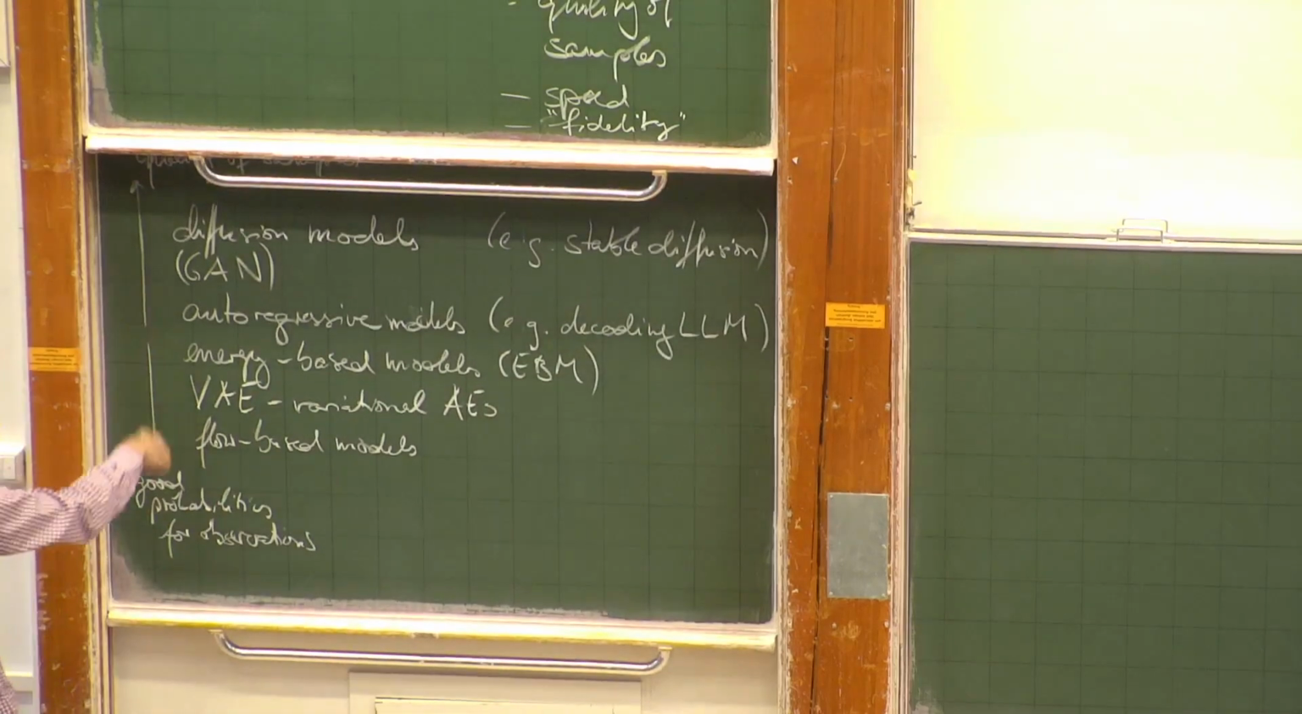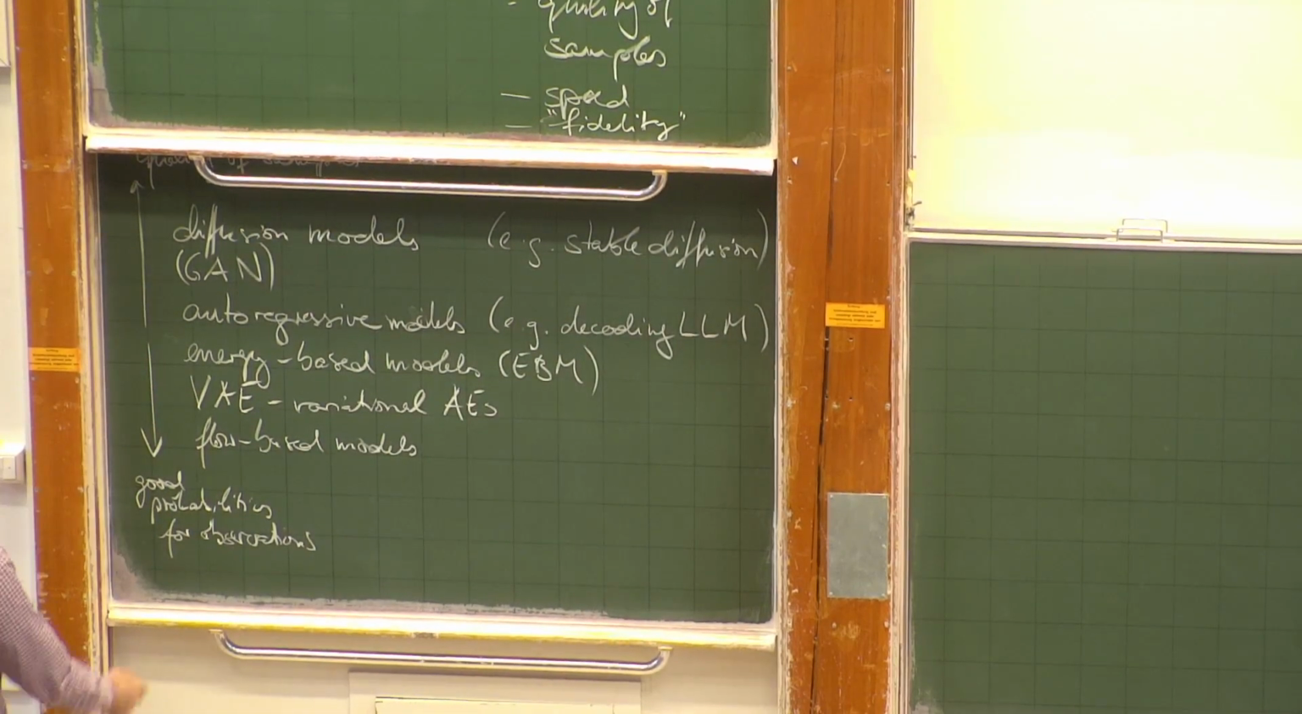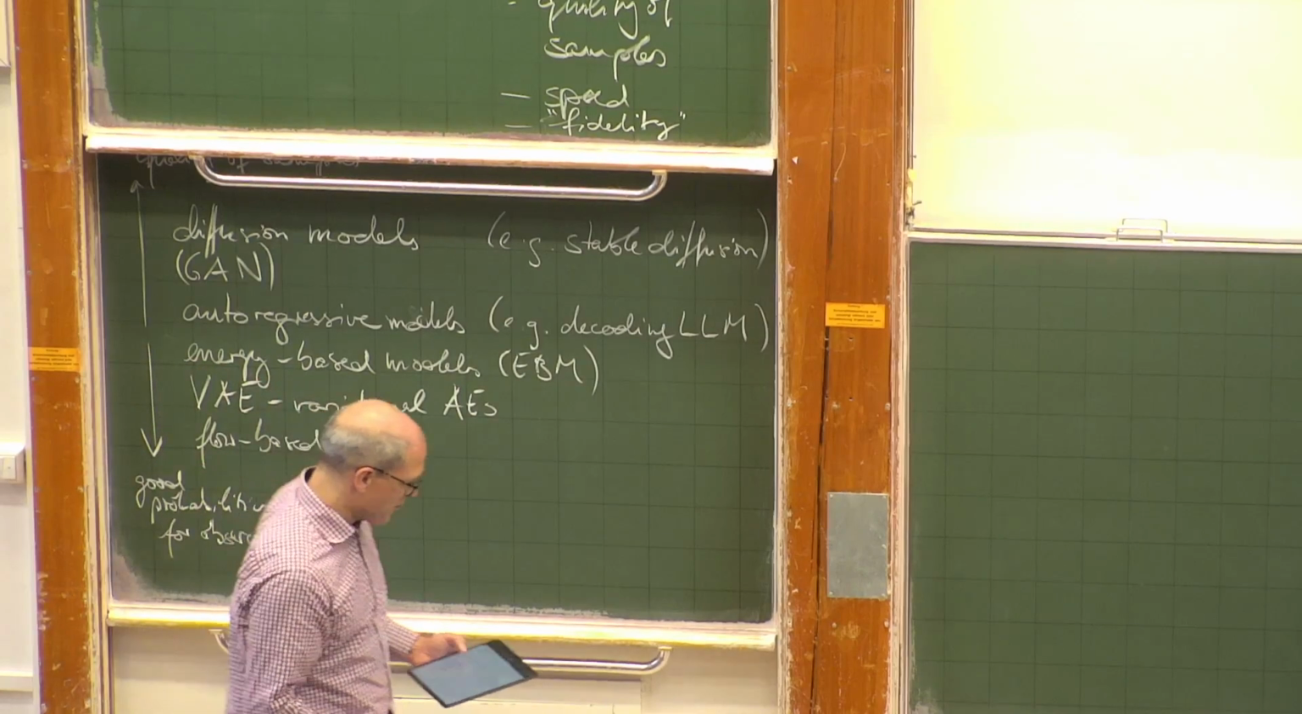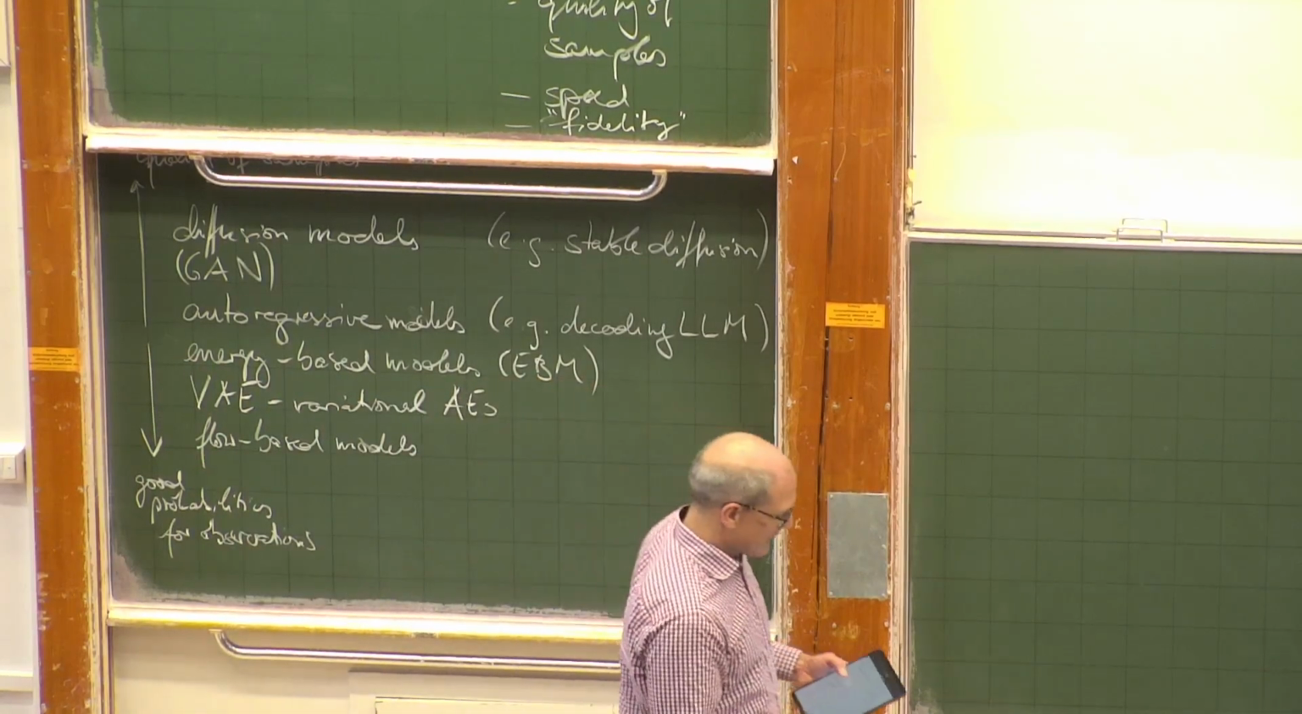This tends to be best for those, in particular the last 2 models here. And it is for this reason that flow-based models are quite popular in the natural sciences.